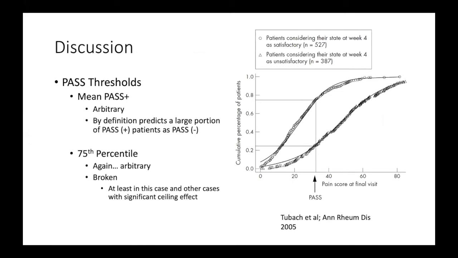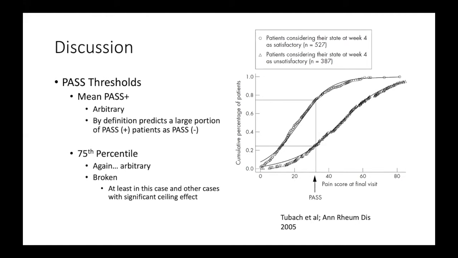We determined PASS thresholds by using 3 commonly published methods. All 3 methods provided very different estimates for the PASS threshold, and seeing all results juxtaposed allows for critical appraisal of the different methods. The mean PASS positive method is a crude estimate that seems arbitrary at face value and by definition fails to correctly classify a large portion of PASS positive patients. Half of all PASS positive patients in a normally distributed population would by definition be predicted to be PASS negative.